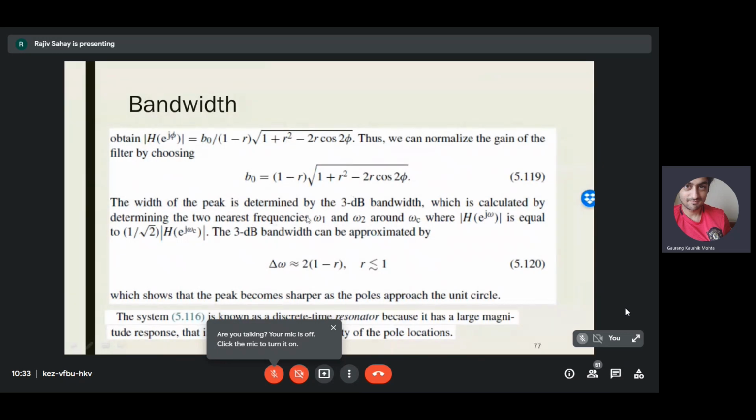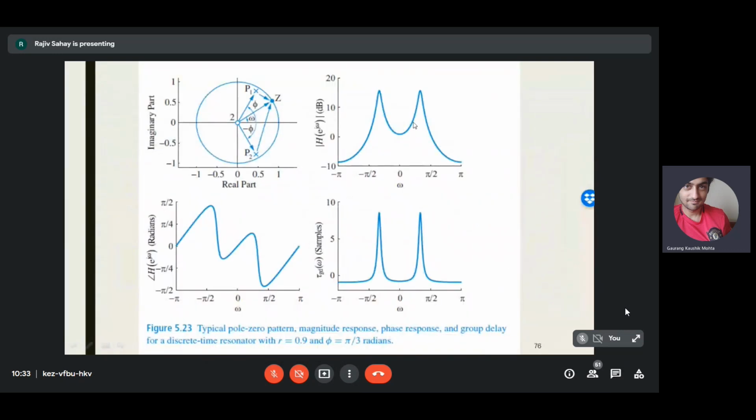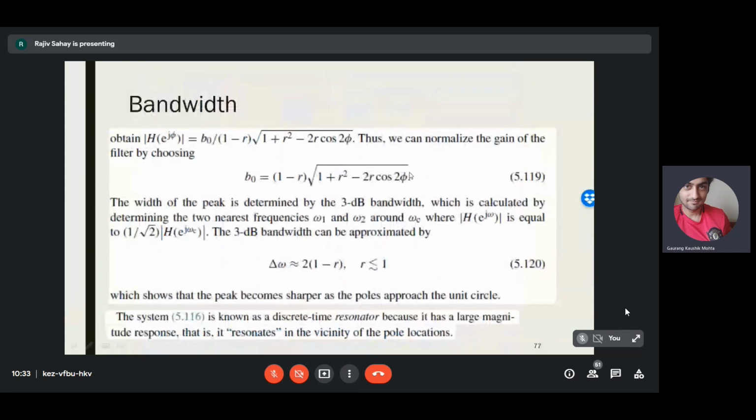The width of the peak is determined by the 3 dB bandwidth. So what is the width of this peak? What is the 3 dB bandwidth of this peak? That means from this particular frequency, what is the fall on either side of the peak? We will say that the bandwidth is defined as 1 by root 2 times this particular peak.